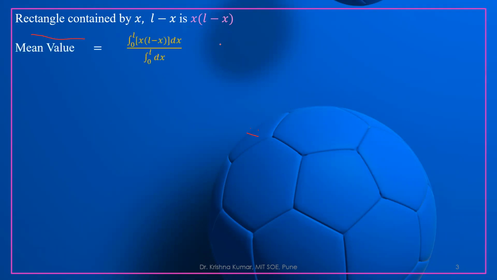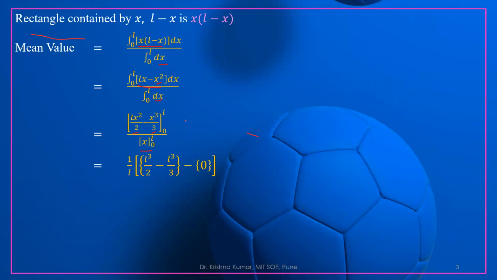So let us find the mean value. So mean value is equal to the integration from 0 to L of x times (L minus x) with respect to dx, divided by the integration under the limit 0 to L of dx. So now let us multiply it: Lx minus x square. The integration of Lx is Lx square upon 2. Integration of x square is x cube by 3. Integration of dx is equal to x, under the limit 0 to L.